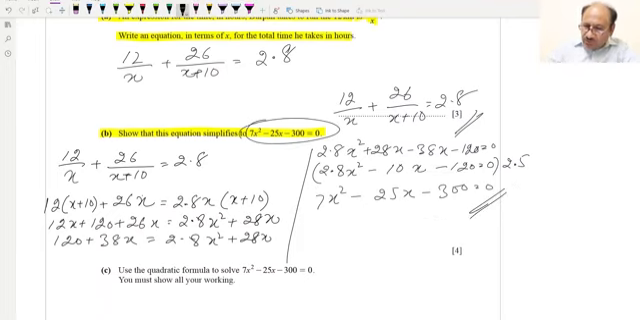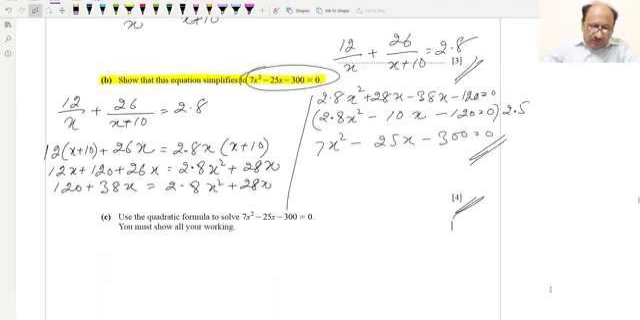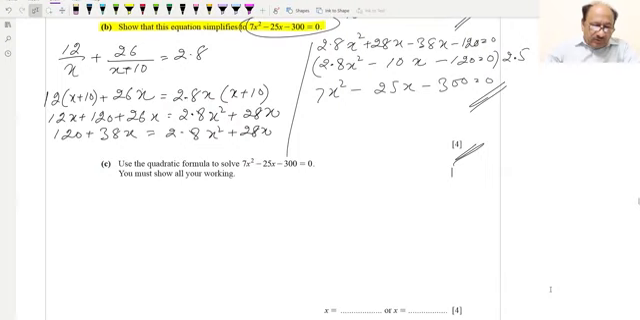Hopefully you understood this. This was a 4 marks question and it was straightforward. It is the algebraic simplification you should know. Then the C part: use the quadratic formula to solve this equation. Now you are bound to use the quadratic formula. You cannot use any other method.